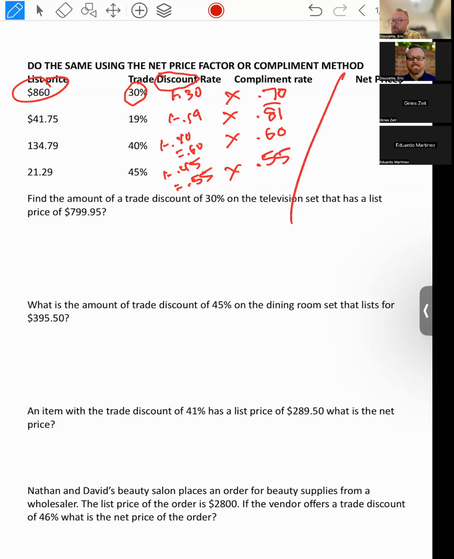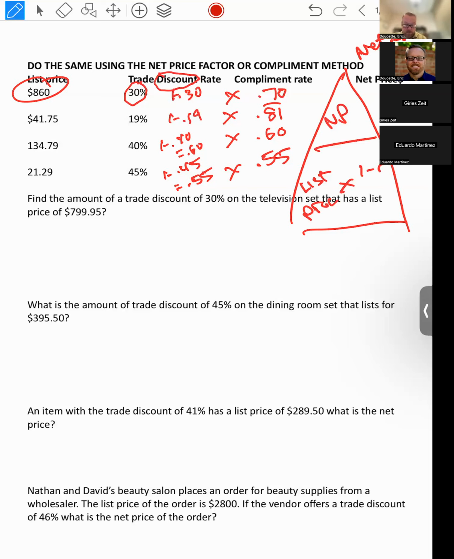Again, back to that formula that I showed you, the net price formula is that you do your list price times 1 minus the rate. That's going to give you your net price. And that's all we did here. We subtracted the rate from 1. That gave us our complement rate.